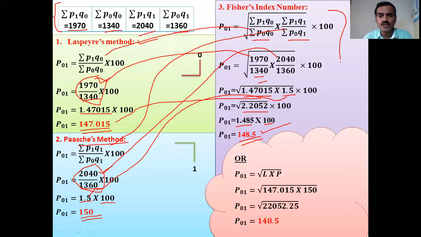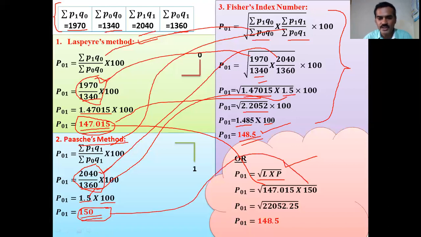If you find this very tricky, then you can use this method for the Fisher index number. It is very simple: P01 equals the square root of L into P. The value you obtained in the case of the Laspeyres method, that is 147.015, and the value you got in the case of Paasche's method, that is 150, you take here.